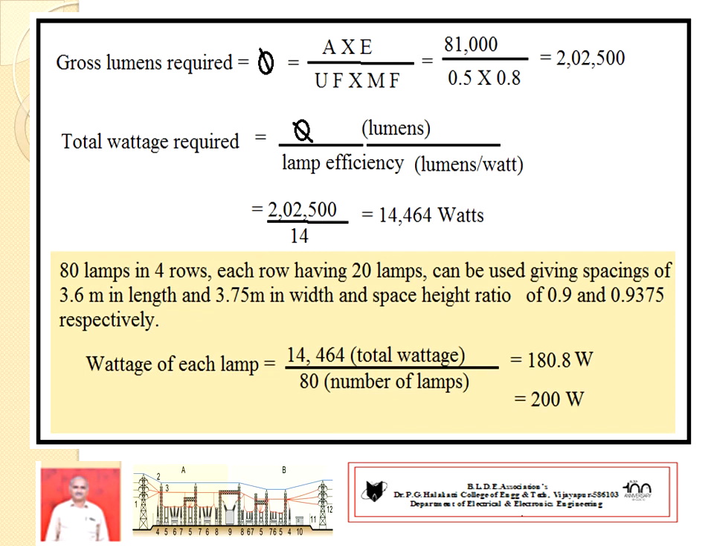Then what is the rating of each lamp? For that you have to make the calculation. Wattage of each lamp equals total wattage divided by number of lamps. So it comes around 180.8 watts. Then which ratings are available? The actual available lamp rating near to this value is 200 watts. Hence we have to select 200 watt lamps. Final selection.